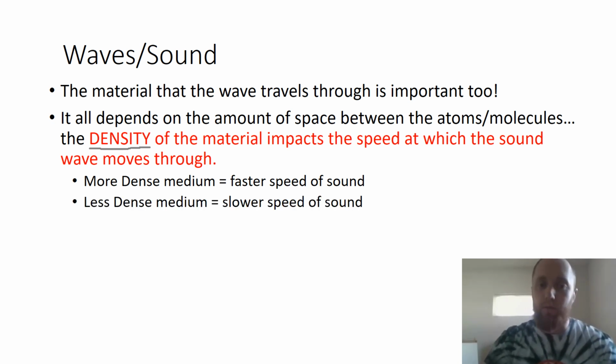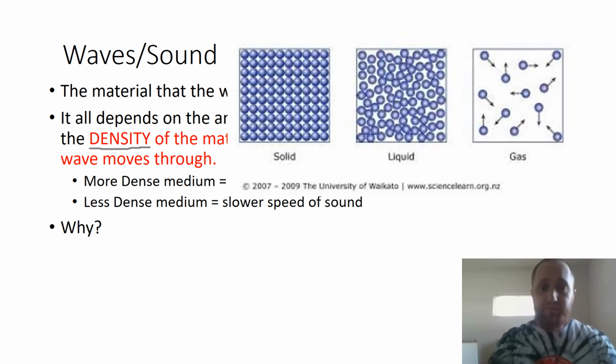So more dense medium means you're going to have a much faster speed of sound. A less dense medium means you're going to have a much slower speed of sound. And it's all got to come back to those particle pictures that I'm sure you guys looked at last year in chemistry.